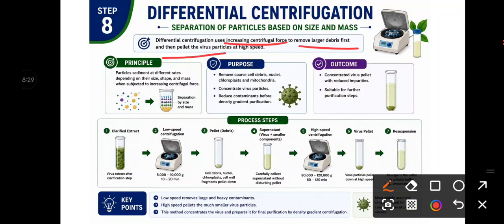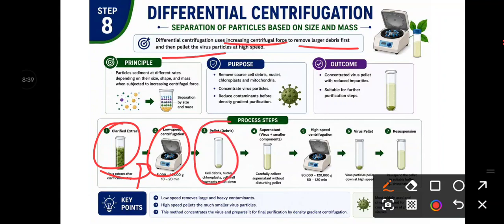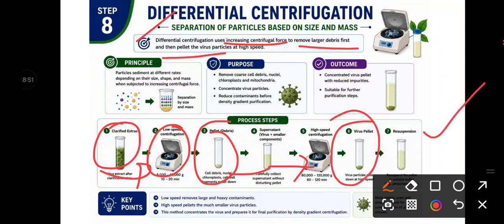The same process is given here. The clarified sample will be subjected to low speed centrifugation. Then the pellet we get will again be subjected to high speed centrifugation in differential centrifugation, and ultimately we get the purified virus pellet, which will be suspended in a stable buffer like the phosphate buffer.